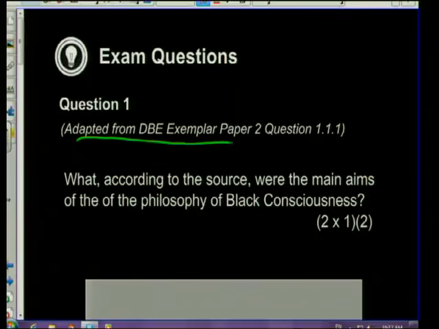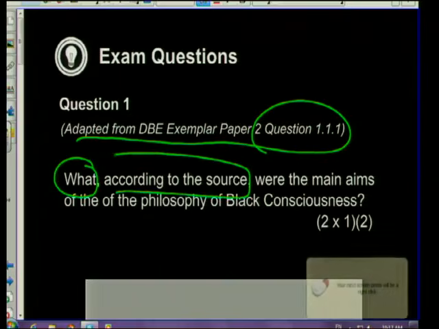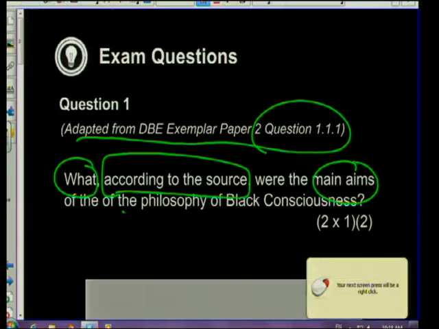Let's look at an example. This is adapted from paper 2, the exemplar paper, question 1.1.1. Let's look specifically at the question. It says, what? Remember, what? According to the source. So it's very important that you actually refer to the source. What were the main aims of the philosophy of black consciousness?